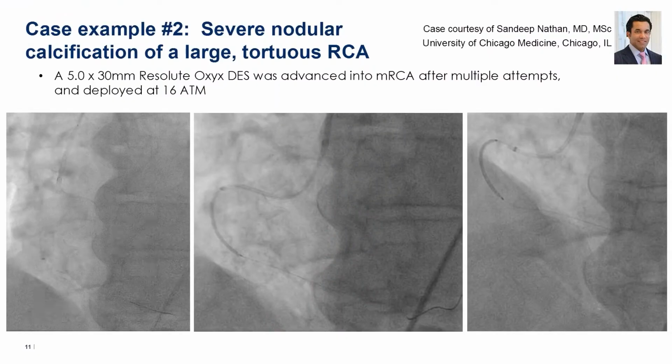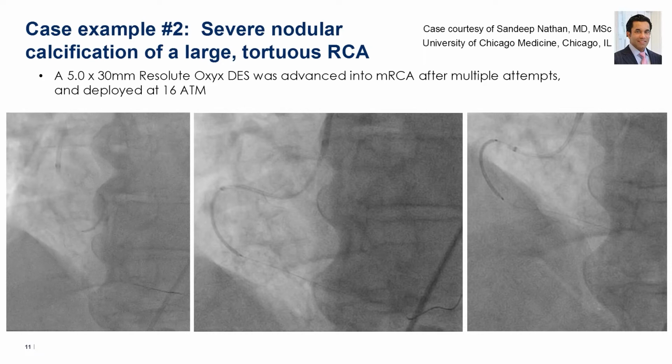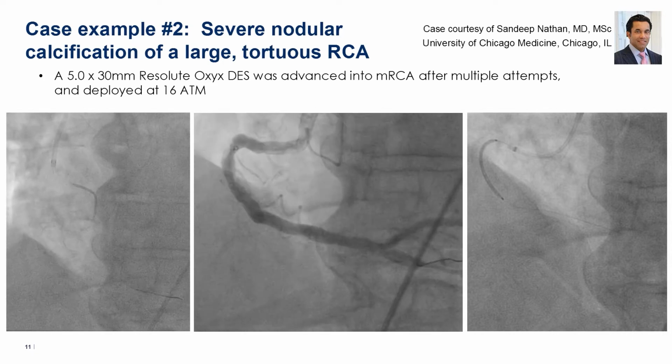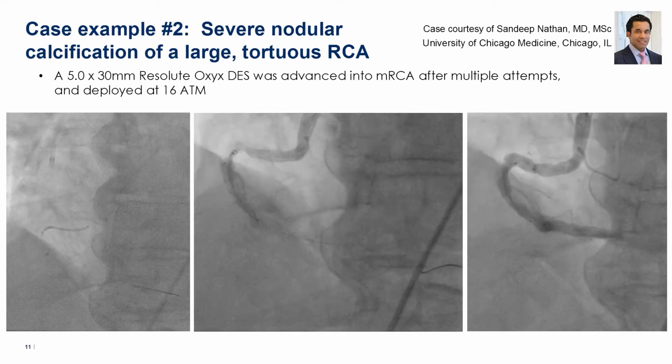You can see it coming through the guide extension and tracking through the 360-degree loop, and really covers that area pretty adequately. After a couple of attempts, we were able to get it just so and deploy at 16 atmospheres. I think there's also the concern that perhaps we hadn't fractured all of the nodular calcium. So we deployed at 16 and then we took a picture, decided we weren't entirely happy with it. So we post-dilated at 18 to 20.